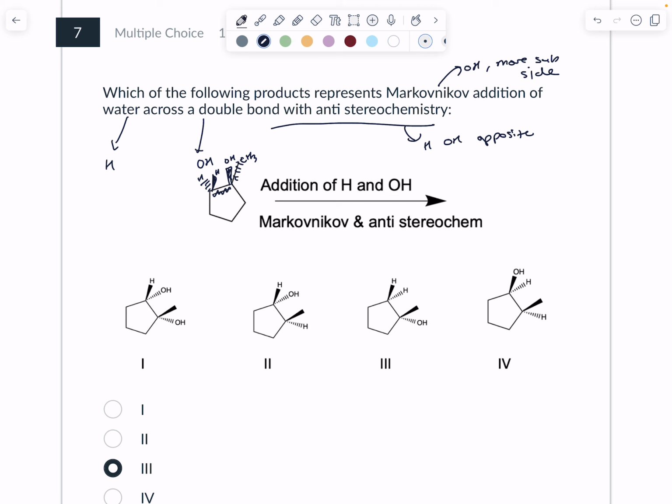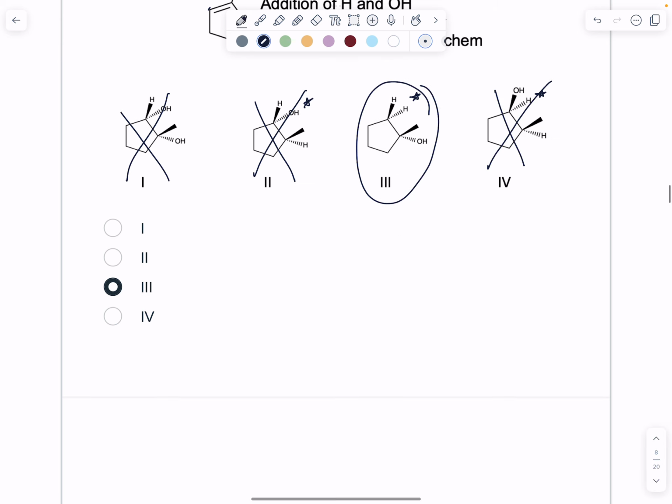So first I'm going to make sure to eliminate any that don't add an OH. So this one adds 2 OHs, so that's not right. This one does add an OH and an H, so that's a good place to start. This also adds an OH and an H. And this also adds an OH and an H. But if it's Markovnikov, the OH ends up on the more substituted side. So if we started with this CH3 over here, then that's where the OH needs to be. This one looks like the OH is with the less substituted side, so that's not right. And same thing here, the OH is with the less substituted side, so this is our only possible answer, so answer C.